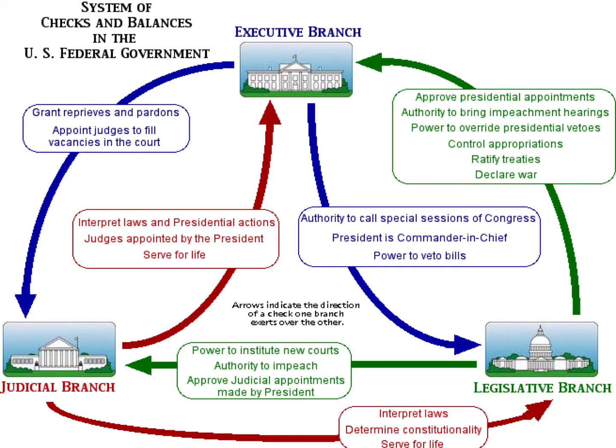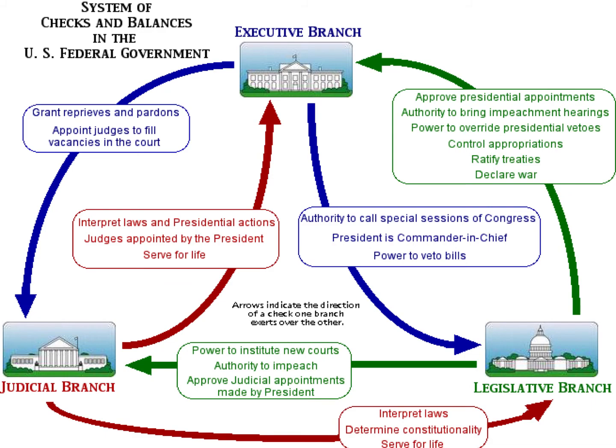Okay, so the system of checks and balances. This is another way to explain it. Basically, the executive branch can approve pardons and appoint judges to fill vacancies in the court for the judicial branch, but then if you follow it back up, they can interpret the presidential actions as unconstitutional, and all the judges are appointed for life. So once you get appointed, you really don't have to suck up to the president anymore.